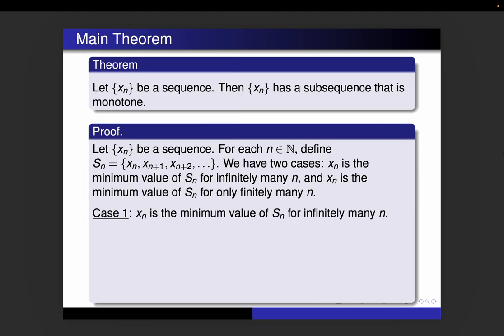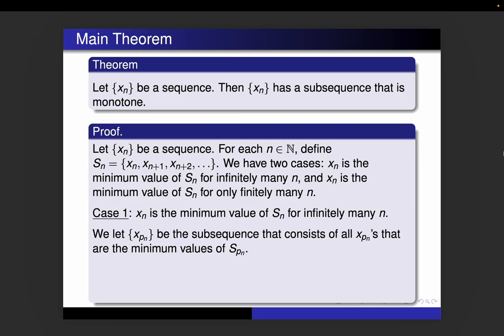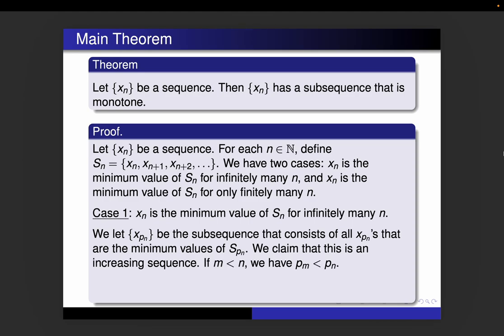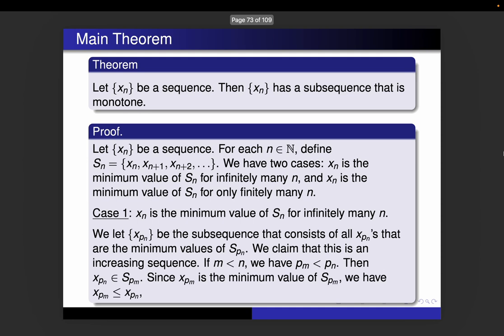In case 1, what are we going to have? We let x sub pn be the subsequence that consists of all the x_n's that are minimum values of S sub pn, and we claim that's an increasing sequence. So if m is less than n, we have pm is less than pn. Then we have x sub pn in S sub pm, because n is bigger than m, right?